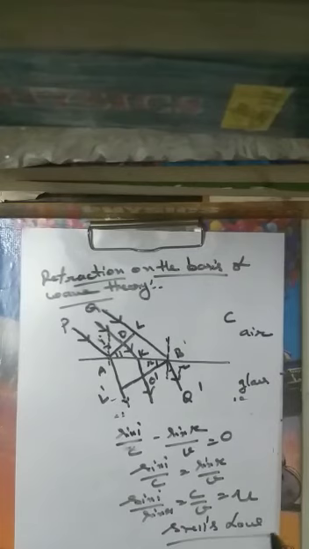In refraction, according to Snell's law, the ratio of the sine of the incident angle and the sine of the refracted angle is equal to a constant, basically known as the refractive index of a medium.